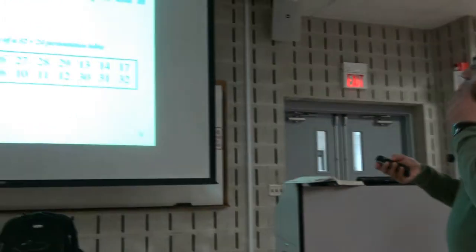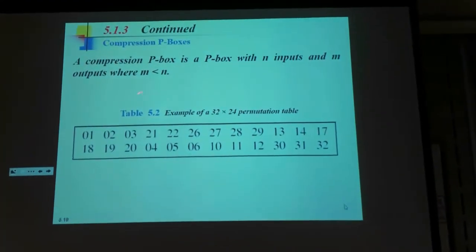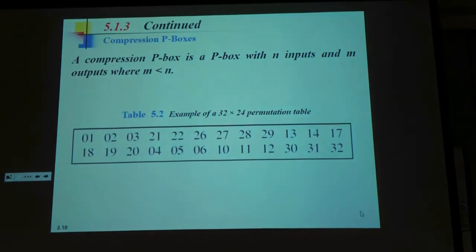Look at this in here. A compression P box is a P box with N inputs and M outputs, where M is smaller than N. Compression. You compress it. Okay? So for example, this is an example of a 32 times 24 permutation. This is the output. So output number 1 is coming from where? From input 1. Okay.